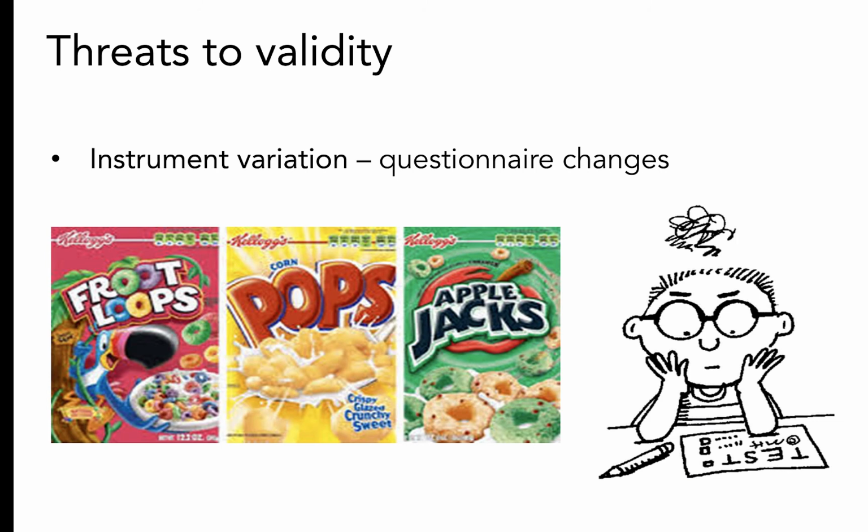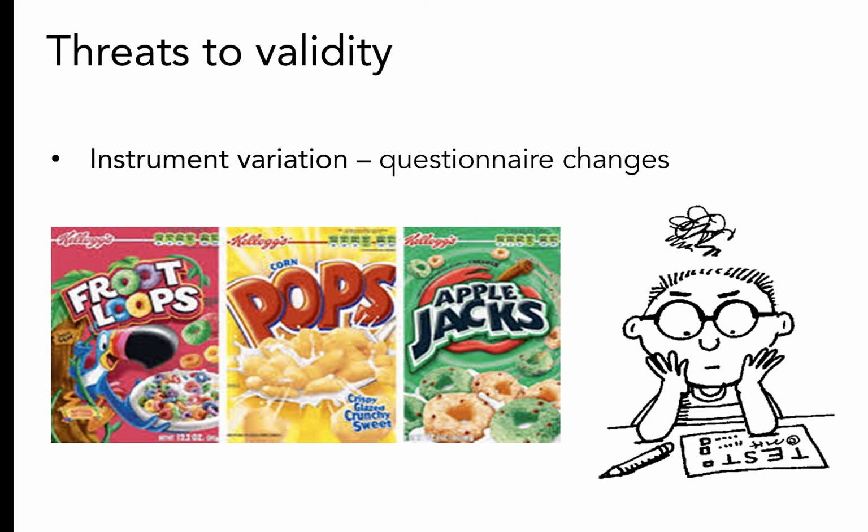Another threat to validity is instrument variation, and this is when the questionnaire changes before and after the treatment. Again, let's take the example of children eating Kellogg's for breakfast and measuring their reading abilities. Let's say as part of the experiment, you first subject children to a reading test. You just measure how good they are at reading. Then you give them Kellogg's for breakfast for a month straight, and then you measure their reading abilities again.